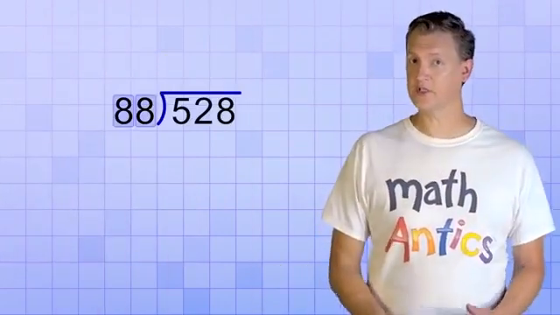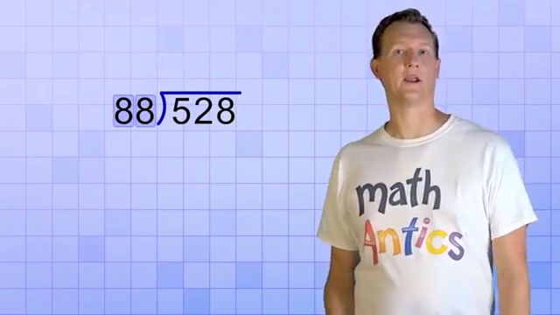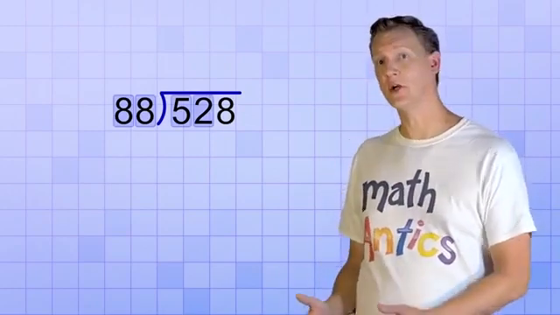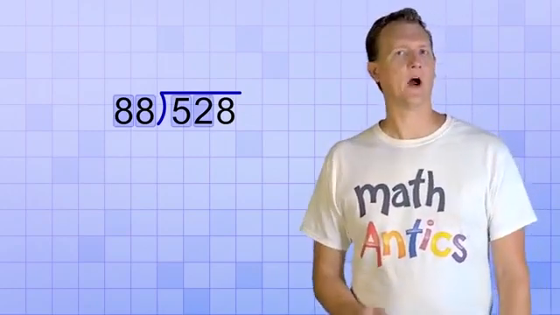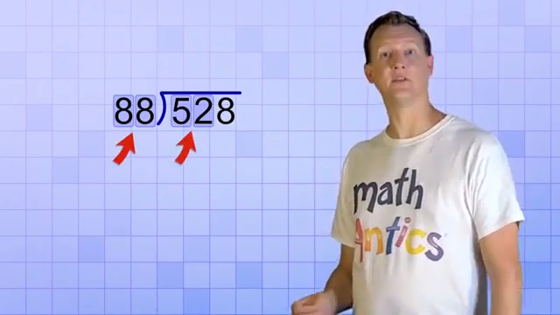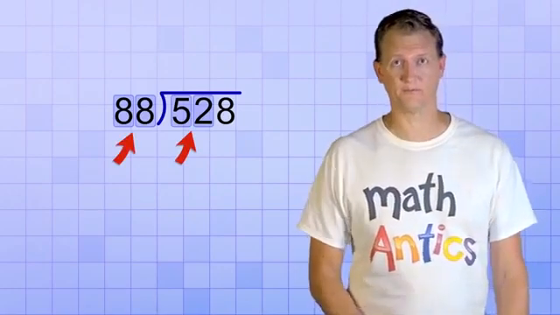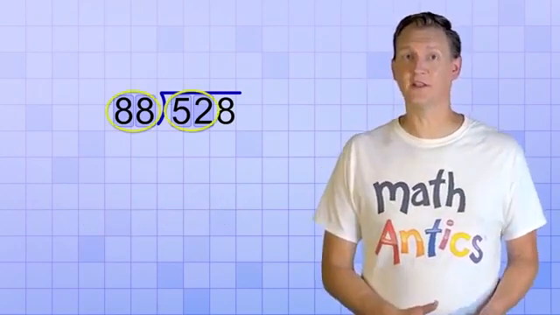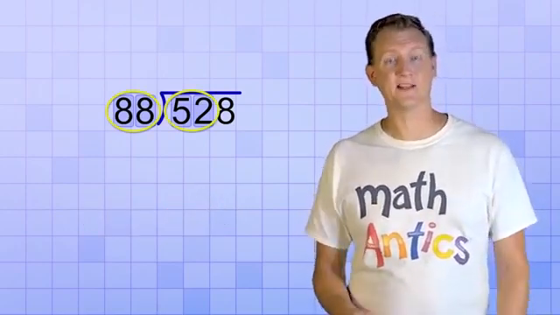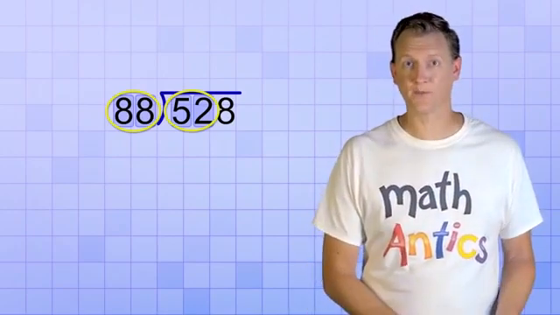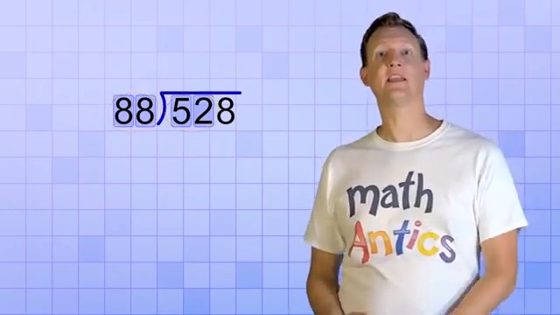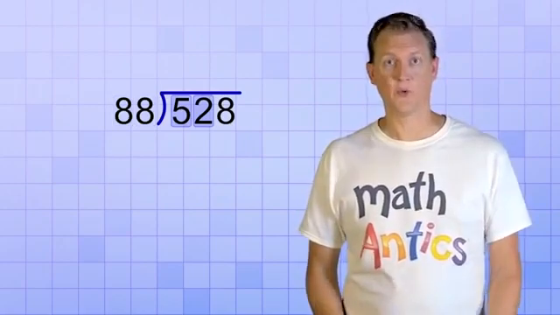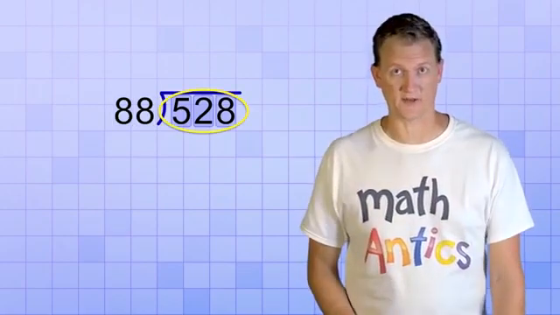It's also got a 2-digit divisor, so we'll start the same way. We'll start with a 2-digit chunk of our dividend and ask, how many 88s will it take to make 52 or almost 52? Uh-oh, see the problem? Even though both are 2 digits, this won't work because 88 is already greater than 52. And that means we're going to have to take an even bigger chunk of this dividend. We need to group the first 3 digits together.